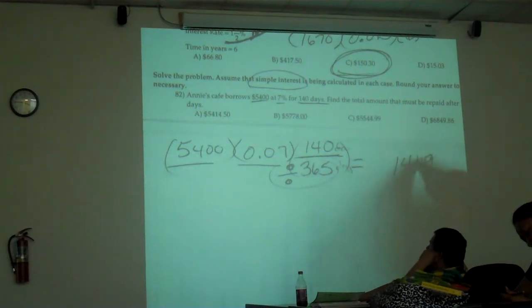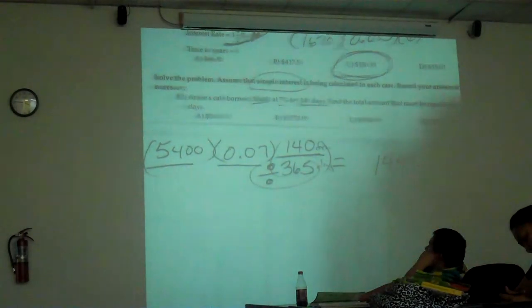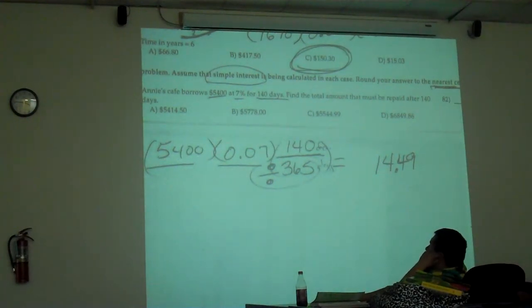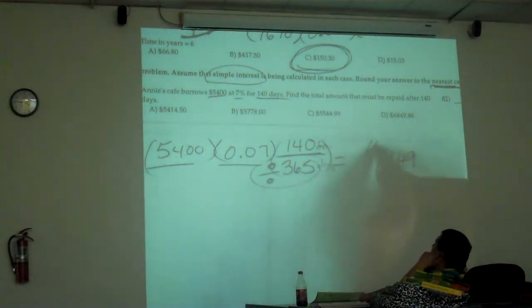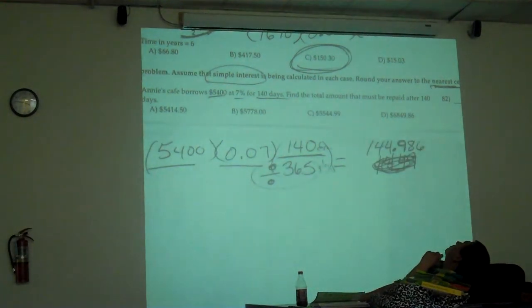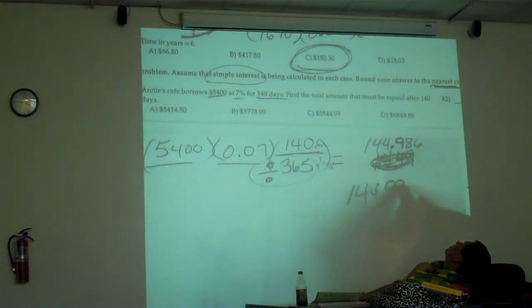So it'd probably be 14.50 because you're going to round it to the nearest penny, nearest cent. You got 144? That's probably right. I got 144.9863. Let's multiply again. Anybody else get 144? I got 144.9863. So we're going to round that to $144.99. That's the interest, right?